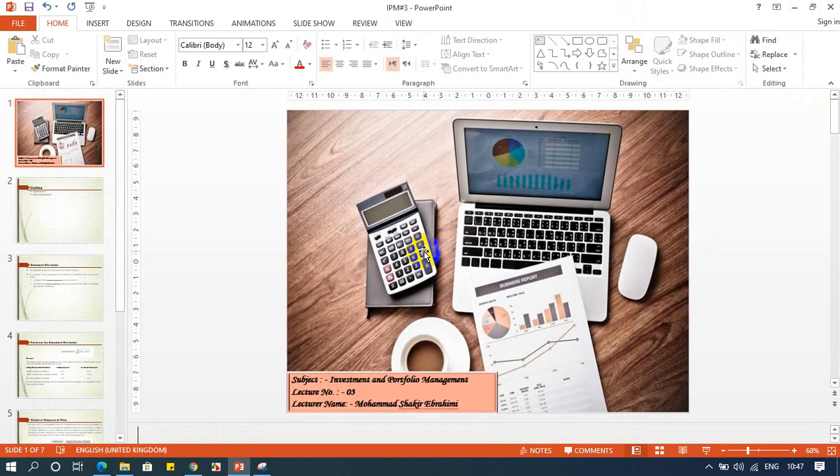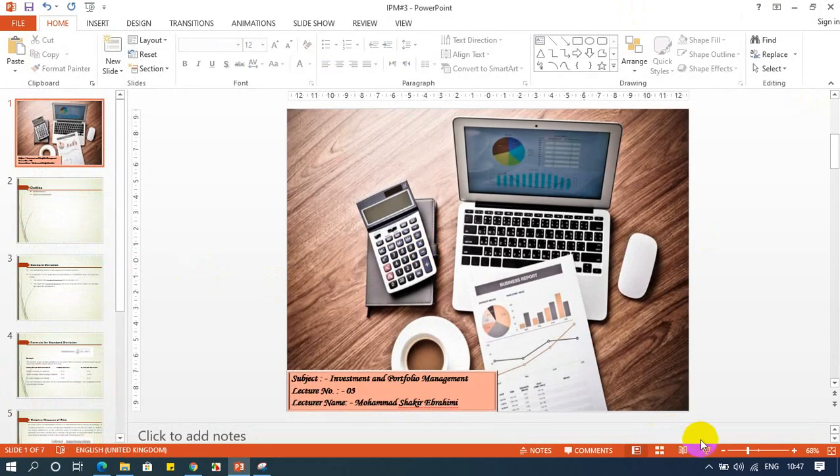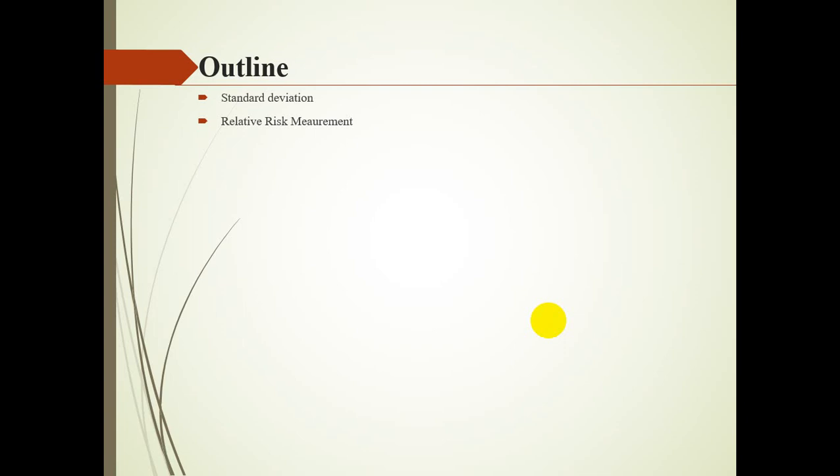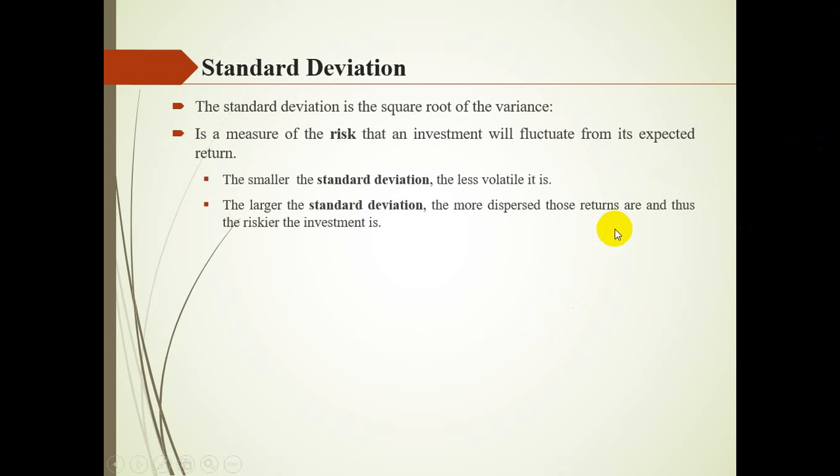In today's session I will be talking about two important topics: standard deviation and relative risk measurement. So what is standard deviation? The standard deviation is the square root of variance. Variance was equal to the summation of probability multiplied by (return minus expected return) squared, and then finding the total of that, we get the variance. Standard deviation is the square root of that, so we can calculate it.